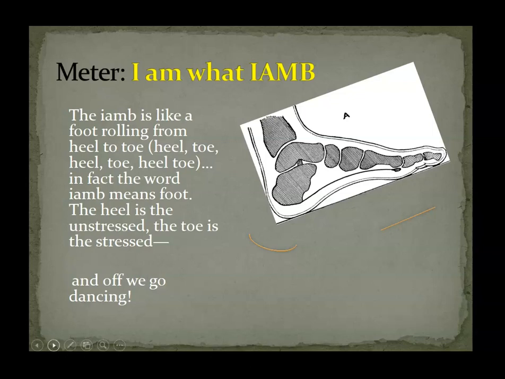Meter uses a basic measure in poetry called the foot, which is two and sometimes three syllables long. Of all the various poetic feet, the most common is the iamb. The iamb is like a foot rolling from heel to toe, heel toe, heel toe, heel toe. In fact, the word iamb means foot. The heel is the unstressed, the toe is the stressed.